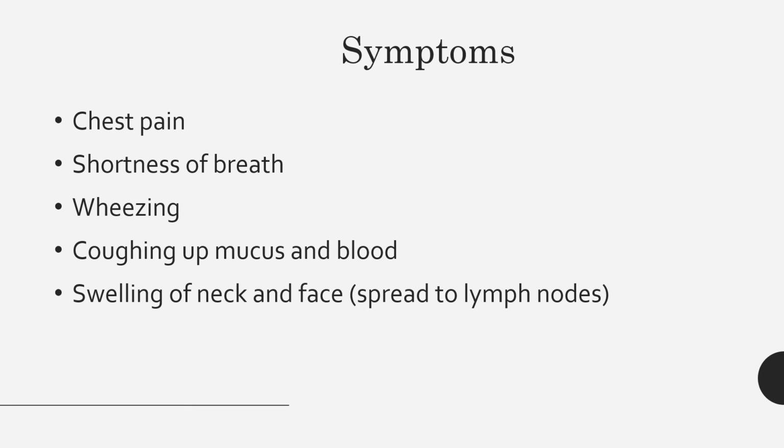Symptoms are similar to adenocarcinoma and include chest pain, shortness of breath due to the tumor obstruction or fluid buildup around the lungs, wheezing, coughing up of mucus and blood, as well as swelling of the neck and face areas. So why does this swelling occur? Swelling occurs when the cancer spreads to lymph nodes, which, as discussed earlier, are located all around the body and thus manifests as swelling visibly. Other general symptoms include extreme tiredness, loss of appetite, and weight loss.